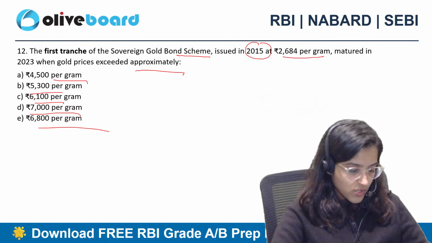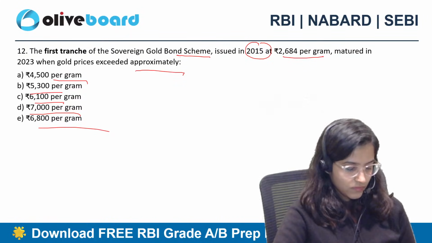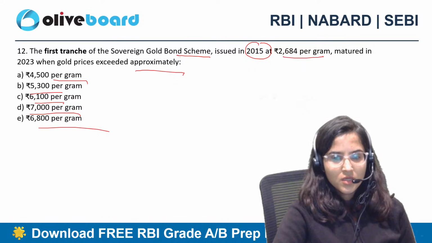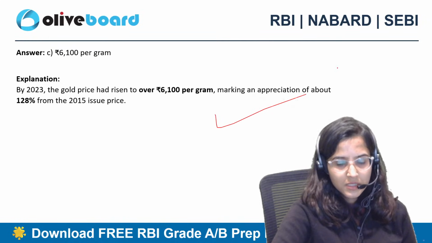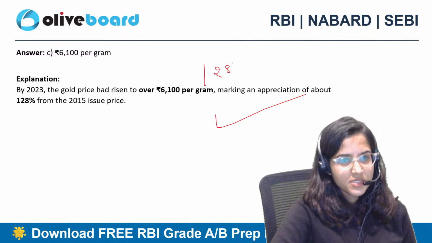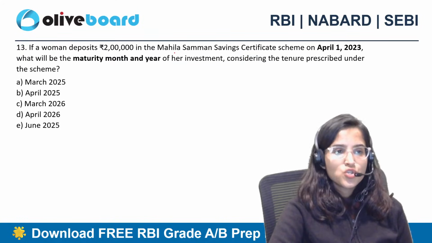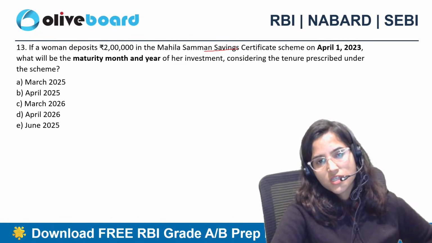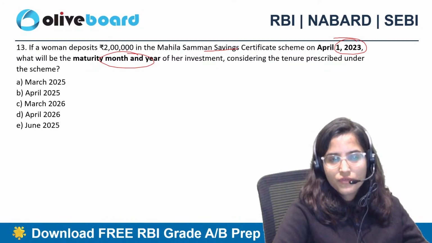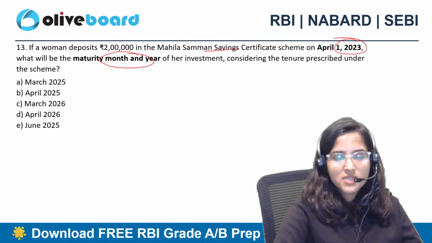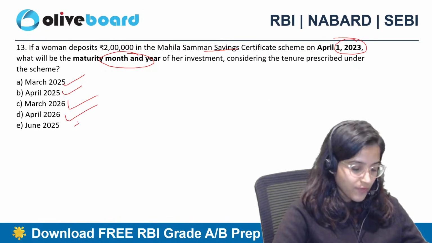हाँ जी, 12th क्वेश्चन. 12th C, which is absolutely correct, 6100 per gram, है ना. तो 128% का हमने अप्रिसिएशन देखा था, इंक्रीज देखा था इन द वैल्यू. If a woman deposits 2 lakh in Mahila Samman Saving Certificate Scheme on 1st April 23, what will be the maturity month and year of her investment considering the tenure prescribed under the scheme? March 25, April 25, March 26, April 26, June 25.